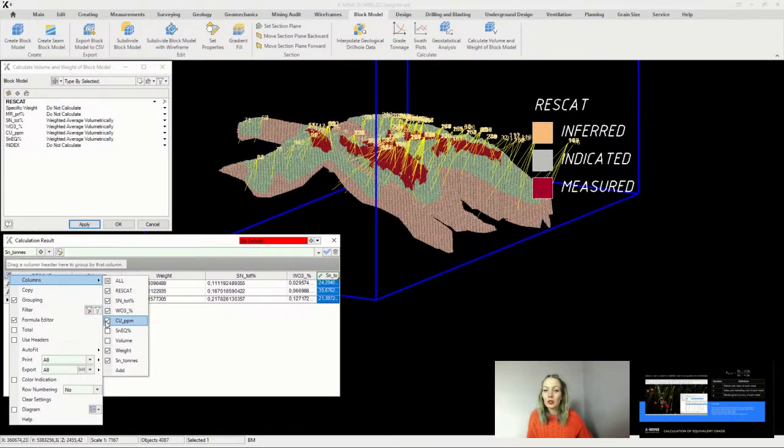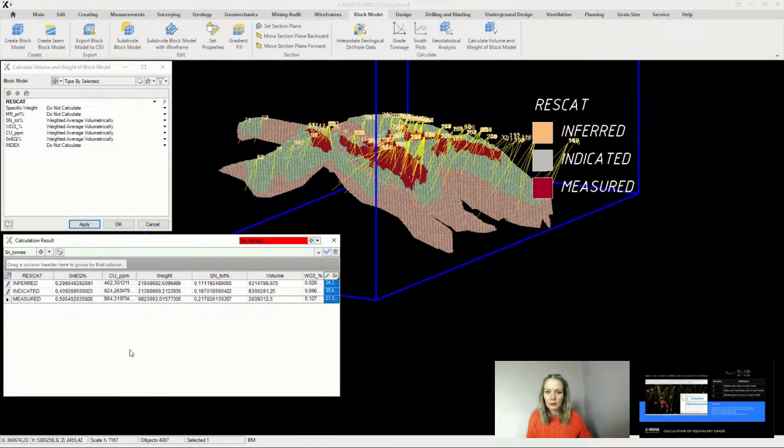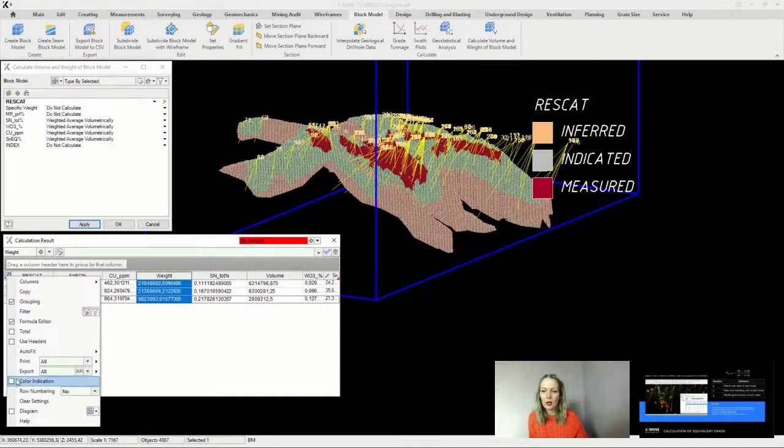We can also include a total row to calculate the sum or average values. The table can be exported in CSV and XLS format.